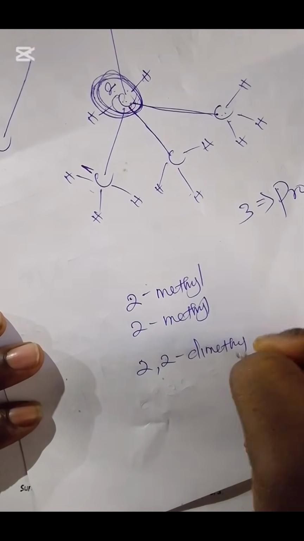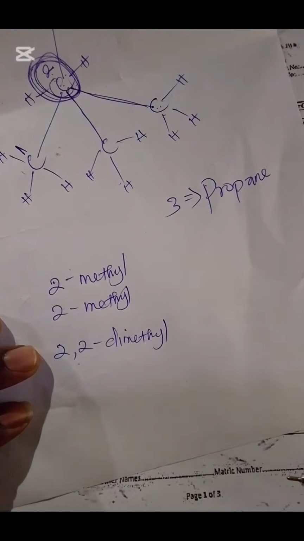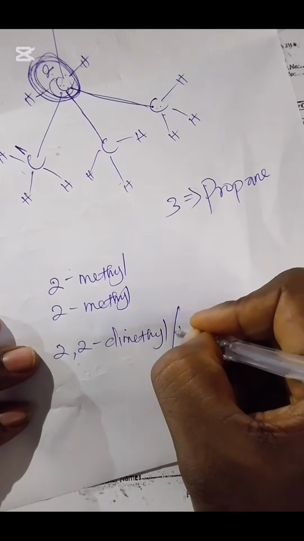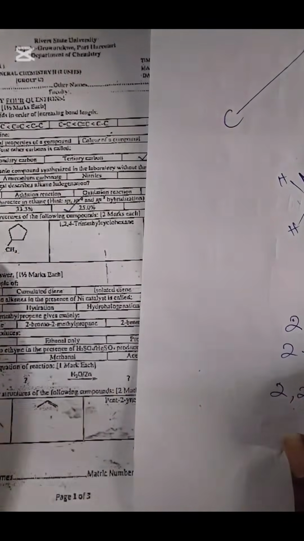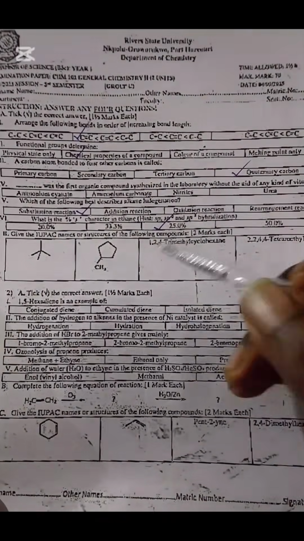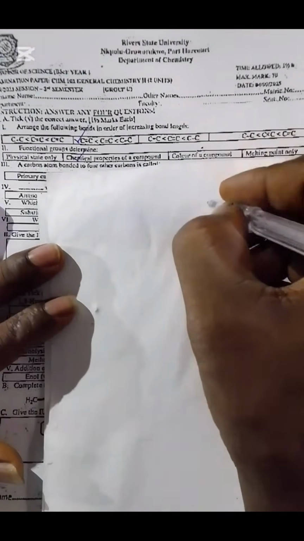2,2-dimethyl. Then you attach the name of the longest carbon chain or the parent chain to it, which is propane. So the name of this compound is 2,2-dimethyl propane. Let's consider the next one. Up next, we have this compound on the board. What is the name? Okay, the compound is this.